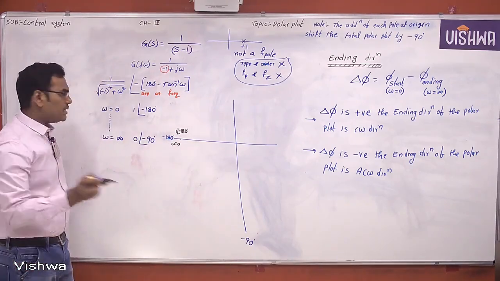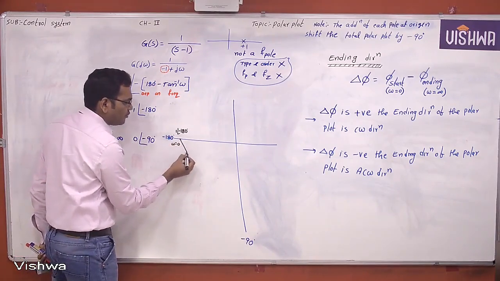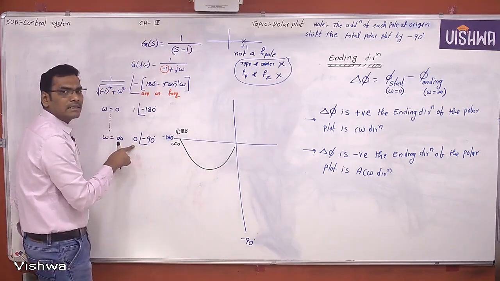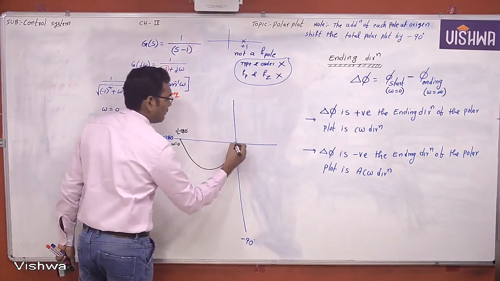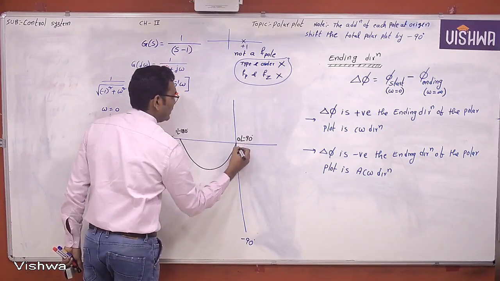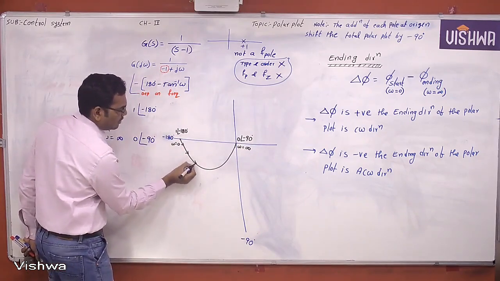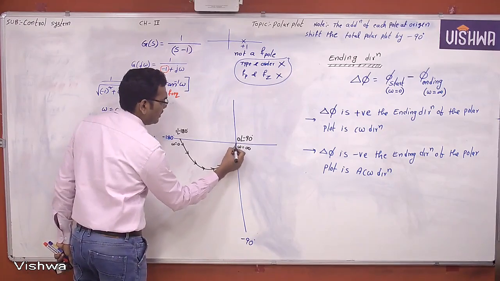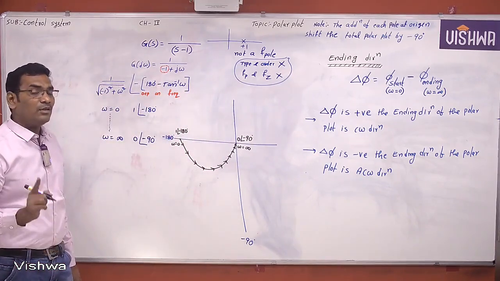Now your journey starts at minus 180 degrees and goes to minus 90 degrees. In minus 90 degrees the magnitude is 0, at an angle of minus 90 degrees when omega equal to infinity. Now this is the direction of the polar plot as frequency is changing from 0 to infinity. Okay. Then you cross check.